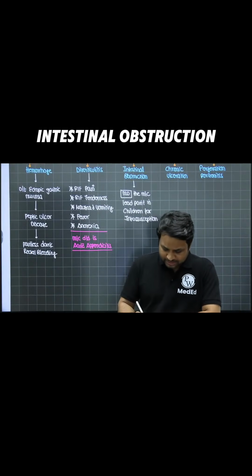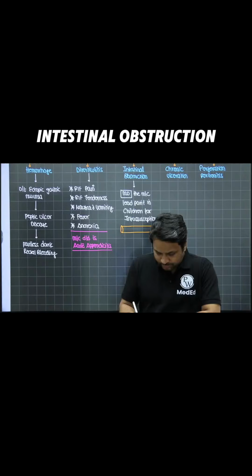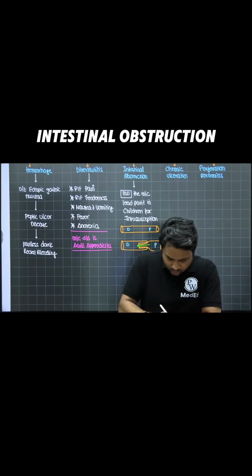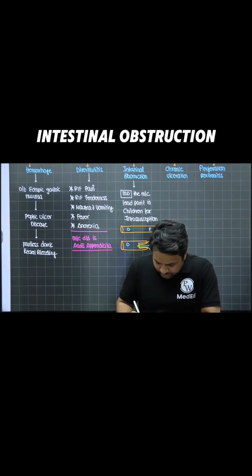So, in general, when I say what is an intussusception, this is how the bowel looks. If I just divide them, this is the proximal end, this is the distal end. When the proximal end of the bowel telescopes into the distal end, it goes inside, blocking and clogging it. This condition is what we call intussusception.